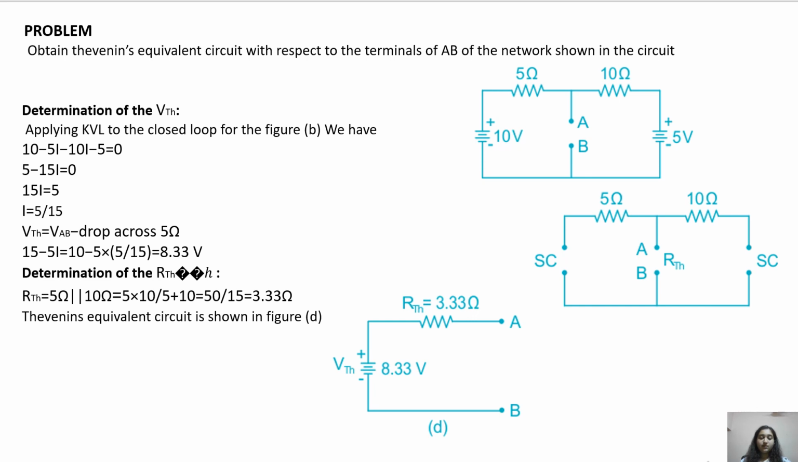VTH equals VAB minus the drop across 5 ohms, which is 10 minus 5i, equals 10 minus 5 into 5 by 15, which is equal to 8.33 volts. Determination of RTH. RTH equals 5 ohm parallel with 10 ohm, which is 5 into 10 by 5 plus 10, equal to 50 by 15, which is equal to 3.33 ohms. Thevenin's equivalent circuit is as shown in the figure.